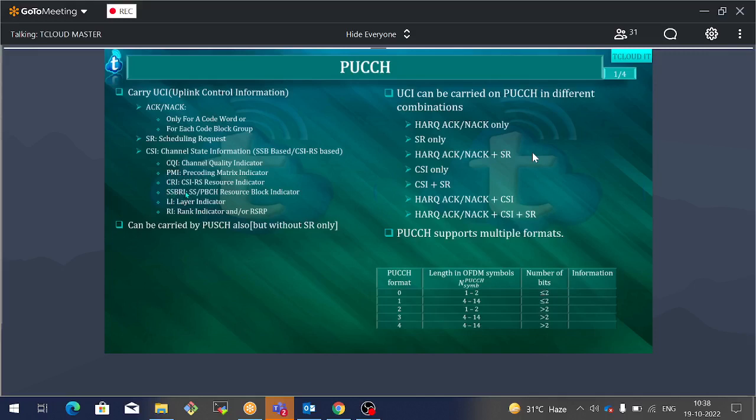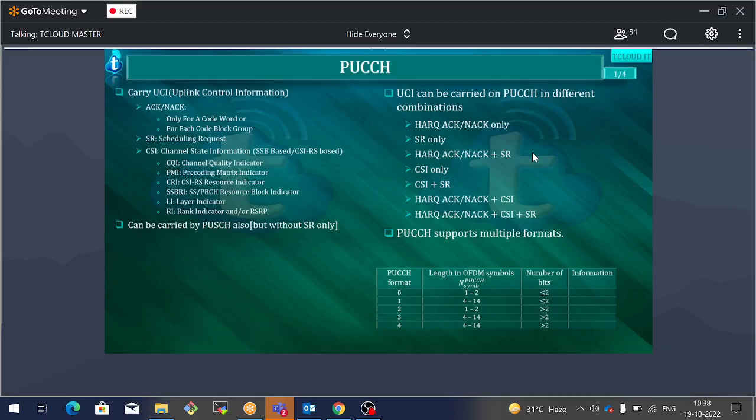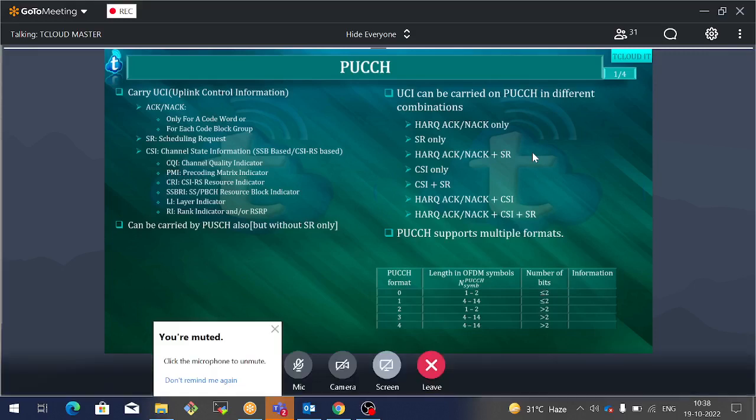Next one is also beam related. This is the SS block beam indicator. Which SS block is better for you? You are reporting. You remember we have studied at the time of SS block, blocks will be numbered, indexed, like 0, 1, 2, 3, 4, 5, 6, 7, 8. Number of blocks repeated in one burst, the SS burst.